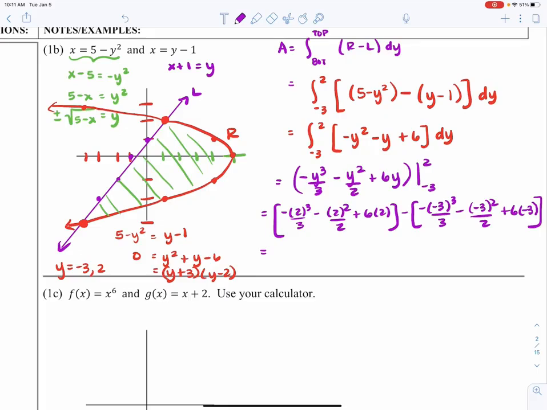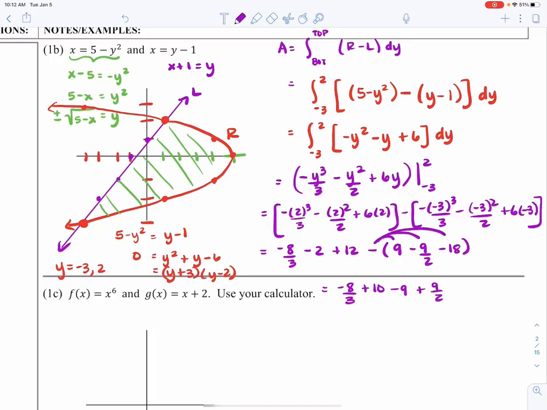So cubing the 2, we'll get a negative 8/3. 4 divided by 2 will give us 2, and a 12 right here. Negative 3 to the third power is negative 27, but then we'll make it positive. So 27 divided by 3 is 9, minus 9/2 minus 18. For a negative 8/3, plus 10, minus 9, plus 9/2, plus 18.